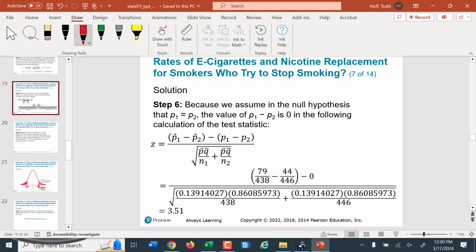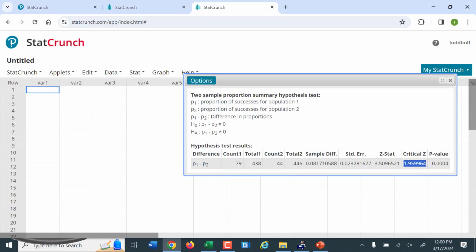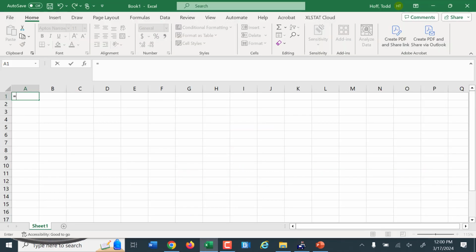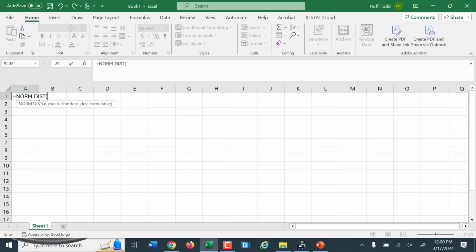So then for the p-value, we have to see what is the probability of being more extreme than that. And of course, StatCrunch gave us the p-value of 0.0004. Let's use Excel to just find the p-value here. So I use the normal distribution. Our x value here is 0.0004, with a mean of 0, standard deviation of 1, and yes, we want cumulative. Oops, we have to put in true for cumulative, not yes.